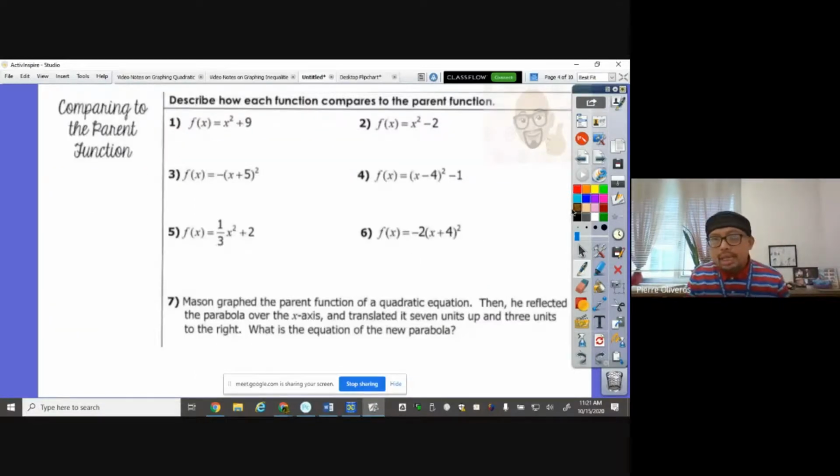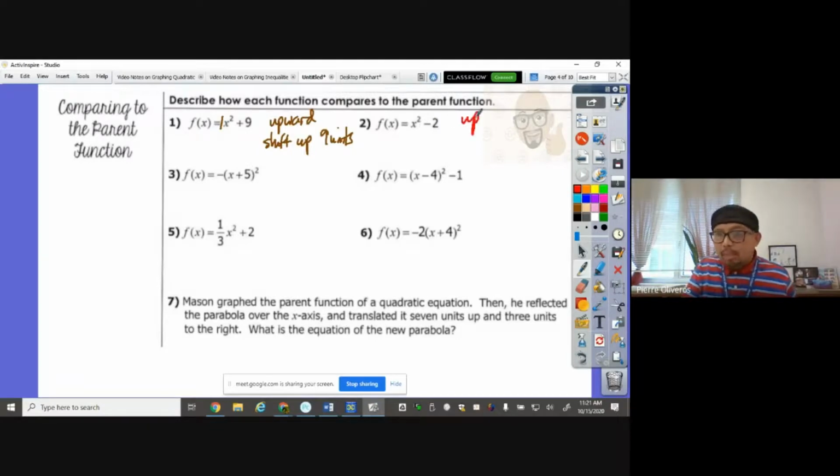So just by looking at this, describe how each function compares to the parent function. Number one, f of x equal to x squared plus 9. We know here the value of a is still 1, so it opens upward. Let's write everything we know. And there's no horizontal shifting here. There's a vertical shifting because of the plus 9, so this will shift up by 9 units, right? There you go. Number two, f of x equal to x squared minus 2.